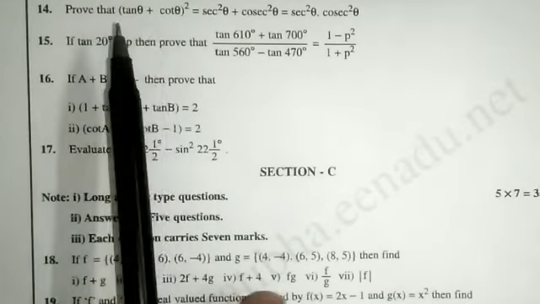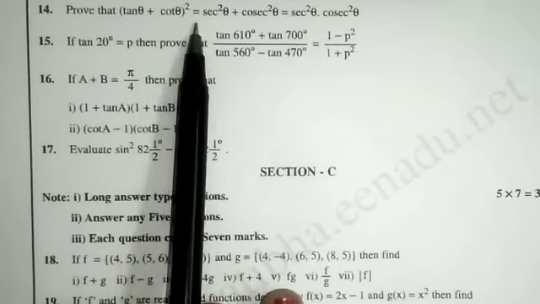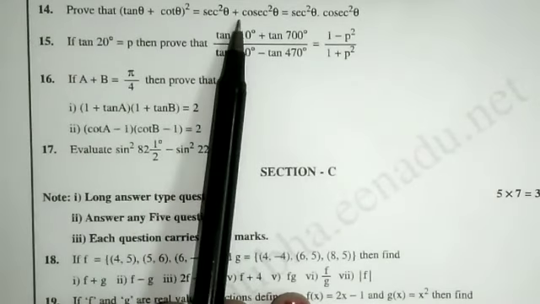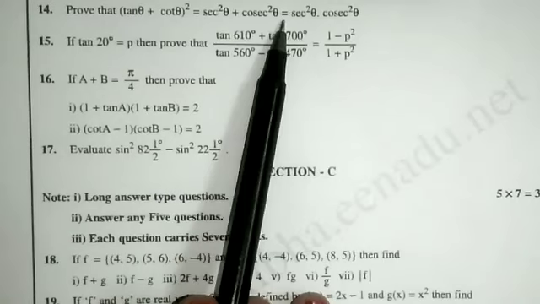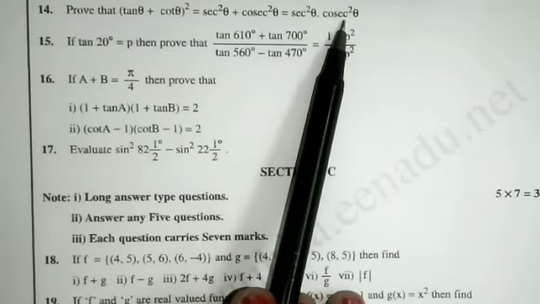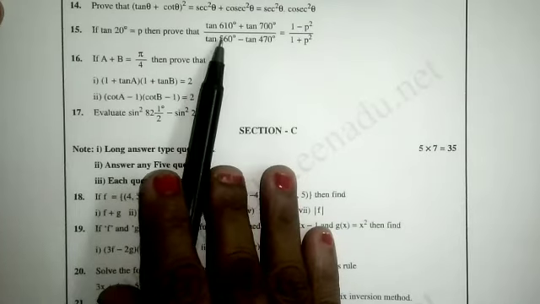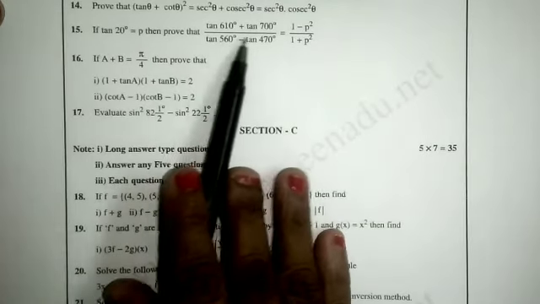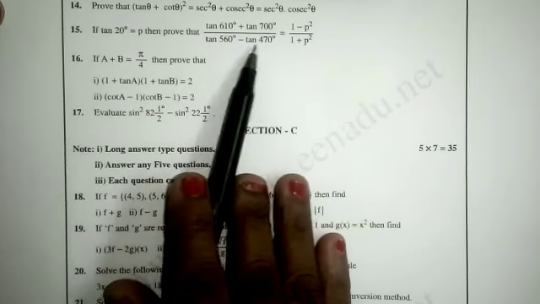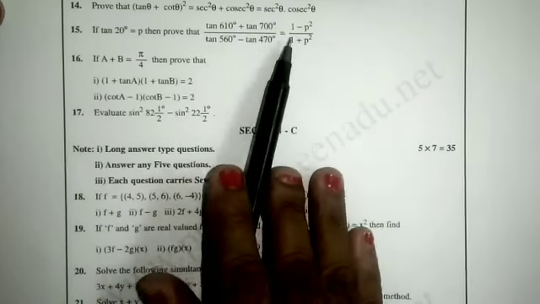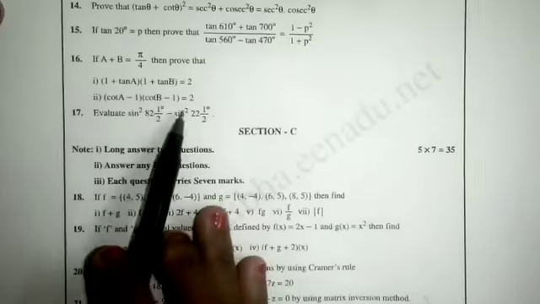See the 14th question, prove that (tan theta plus cot theta) whole square is equal to secant square theta plus cosecant square theta is equals to secant square theta into cosecant square theta. Next 15th question, if tan 20 is equal to p, then prove that (tan 610 plus tan 700) by (tan 560 minus tan 470) is equals to (1 minus p square) by (1 plus p square).